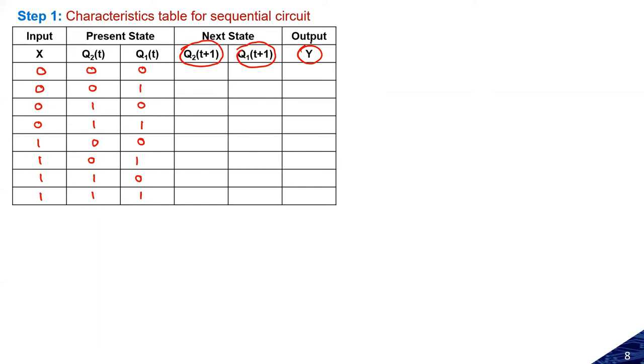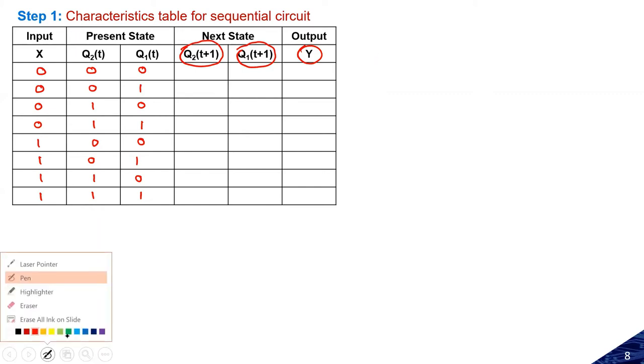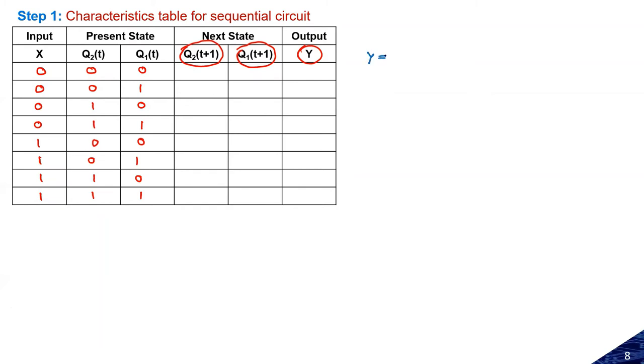If you can recall, we wrote three outputs. Output Y is what we calculated as X Q2T into Q1T bar. This was the output Y which we calculated in the previous slide. Similarly, Q1T plus 1, which we calculated, was X into Q2 bar into Q1 bar. So this was the expression for Q1T plus 1. If you talk about Q2T plus 1, this is X bar Q1T. So let us try to apply these things.